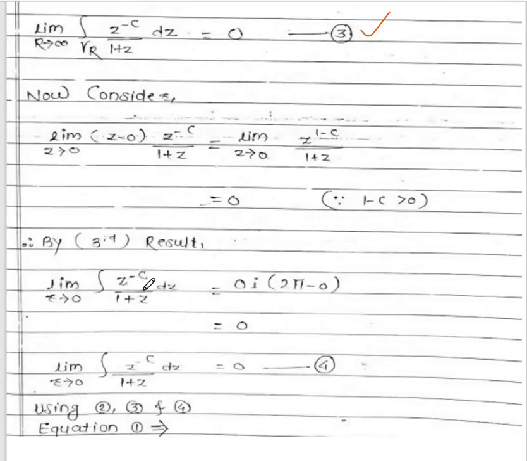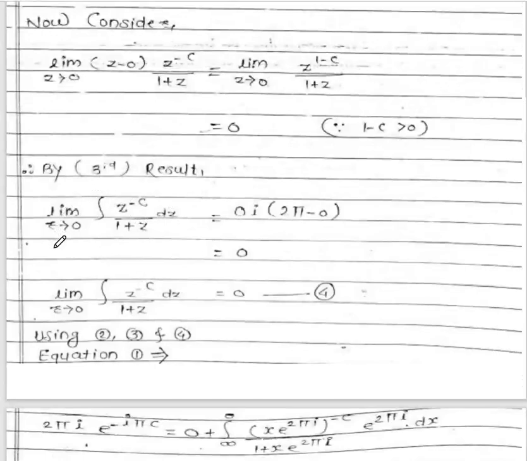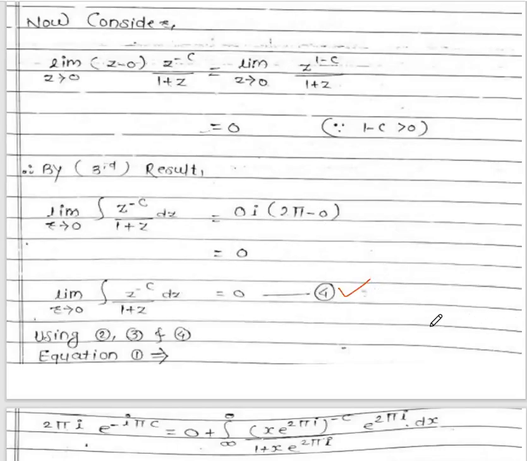Okay. So again by using the third result, the limit as r tends to infinity of the integral over the curve of z to the power c upon 1 plus z dz will give 0. Equation number 4. Now we will use equations number 2, 3, 4 in equation number 1.